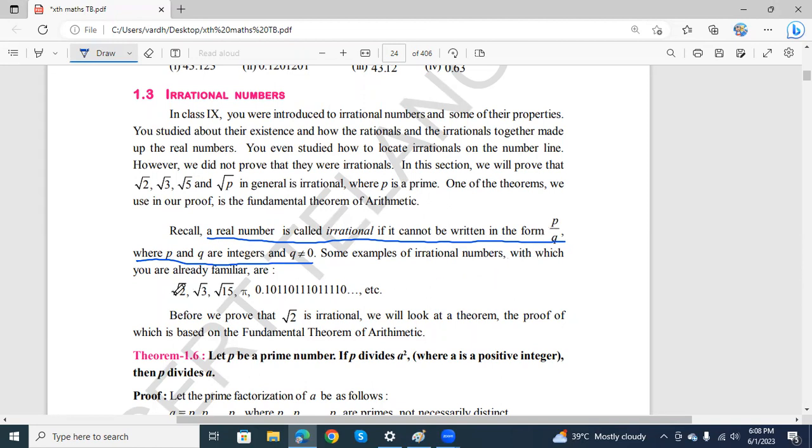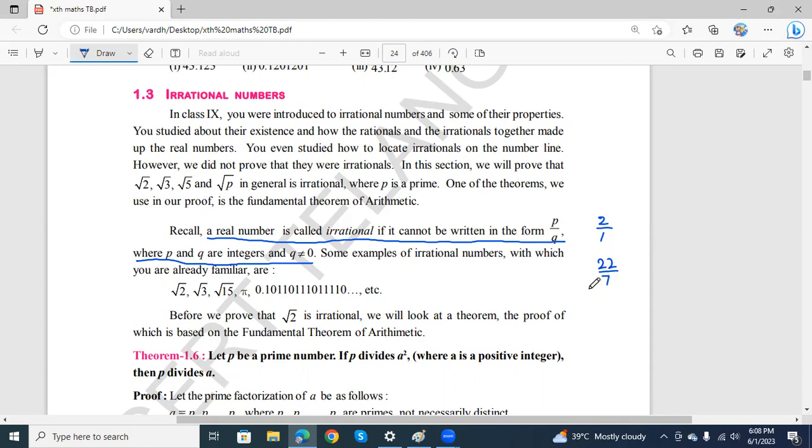Some examples: root 2, root 3. For example, if I say only 2, you can write 2 by 1, right? Yes. If I say just 3, you can write 3 by 1 simply, right? So root 2, root 3, root 15, you cannot define these values. Okay. Pi value, you say that 22 by 7, it is a p by q form only.